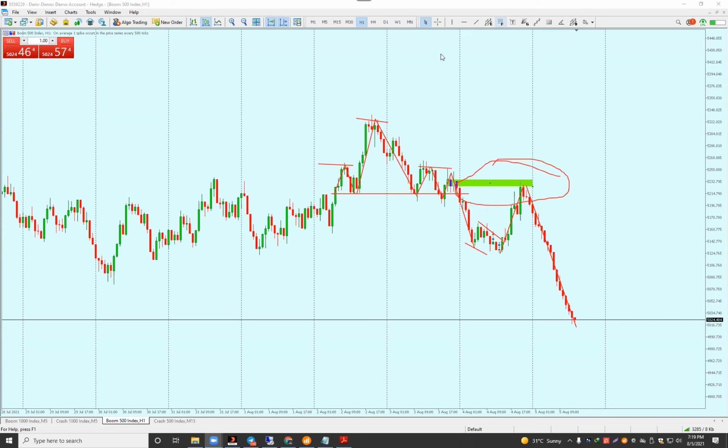Because it is tested 2 times. The neckline is being tested 2 times. If it is not breaking, we should understand that this move can be an impulsive big move. Correct? So now, brothers, tell me when you will enter in the boom.